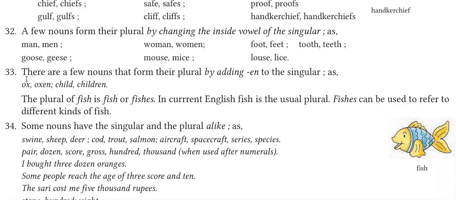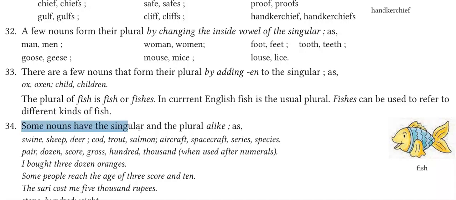Okay, next rule. There are a few nouns that form their plural by adding en to the singular, like ox becomes oxen, child becomes children, right? The plural of fish is fish or fishes. In current English, fish is the usual plural. Fish can be used to refer to different kinds of fish.